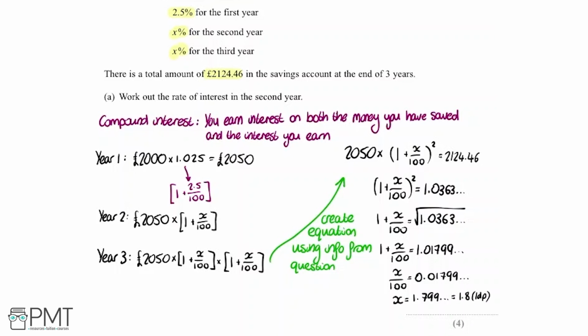And there we've got the answer because the question asks us to work out the interest in the second year. And the interest is X%. So we've worked out what X is. So therefore, our answer down here is that the interest in the second year is 1.8%.